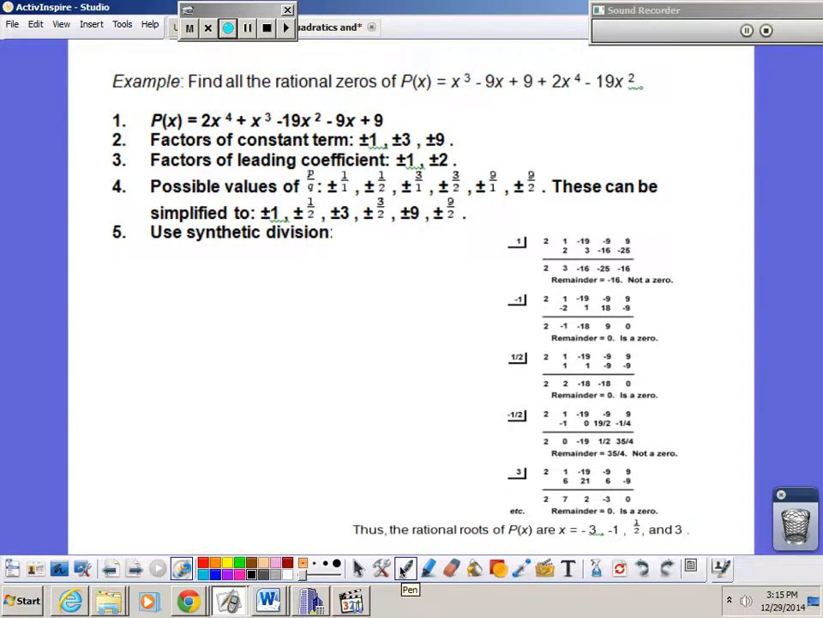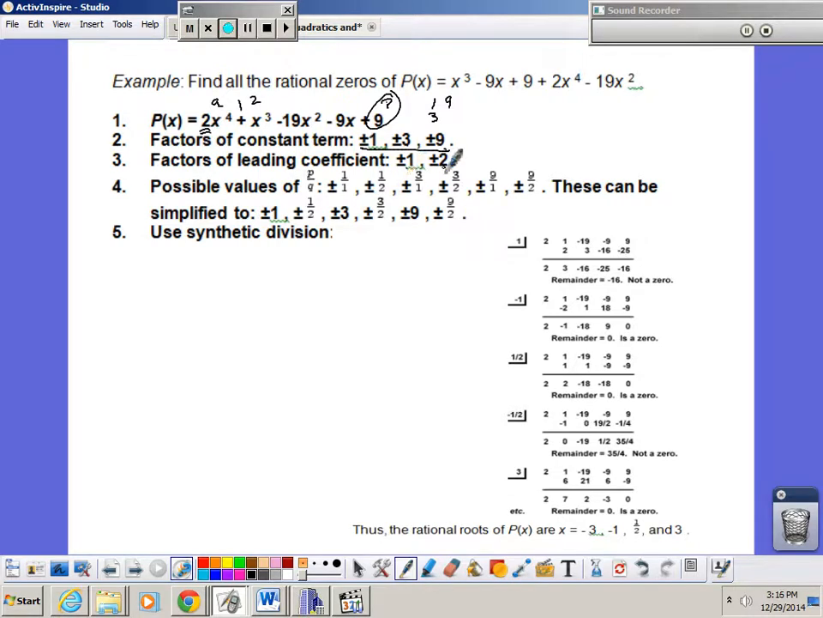It's P over Q. Here's my P, here's my Q. So I did all the factors of 9: 1 and 9, 3 and 3. So plus or minus 1, plus or minus 3, plus or minus 9. There's my factors of 9. And then I do all the factors of 2: 1 and 2, plus or minus 1, plus or minus 2.